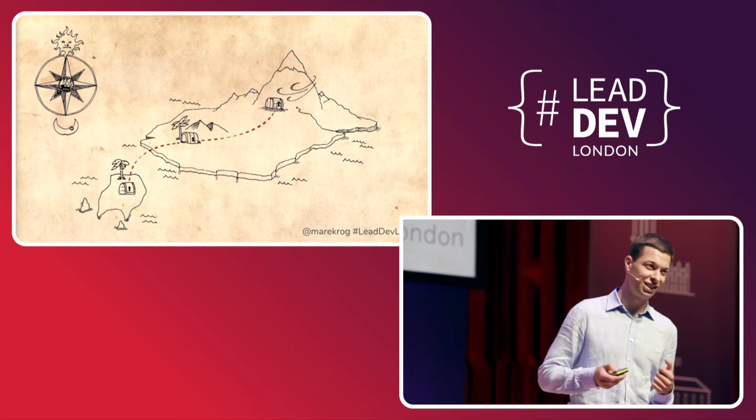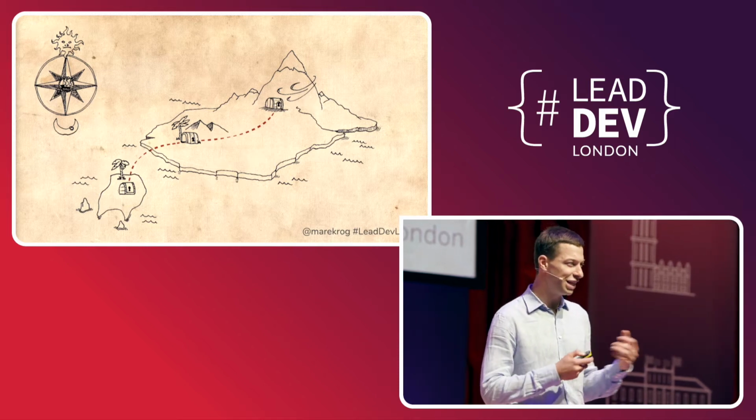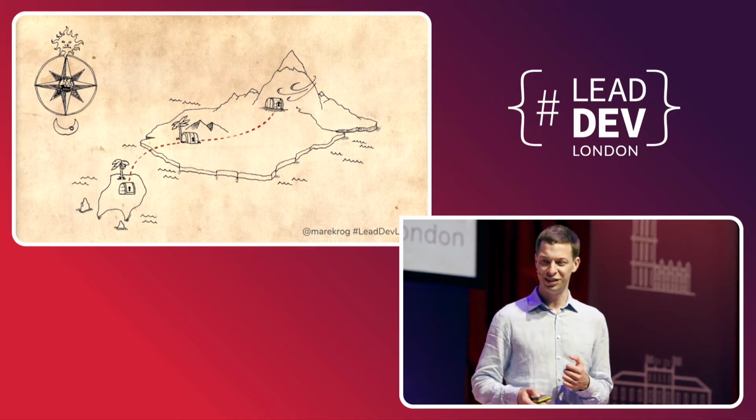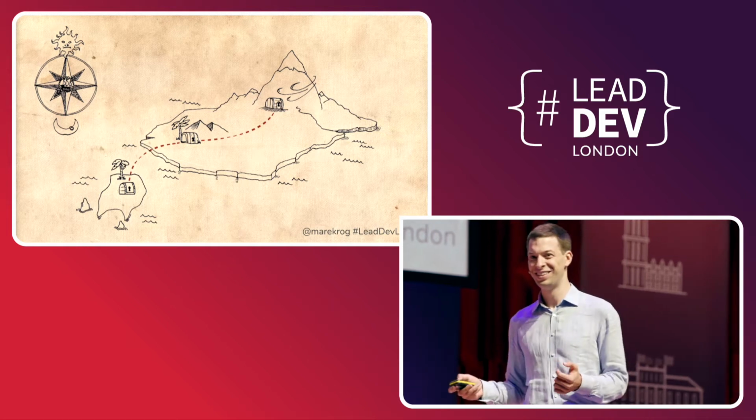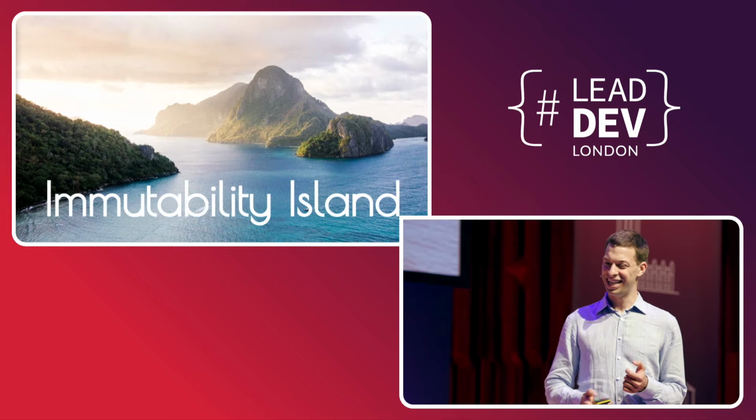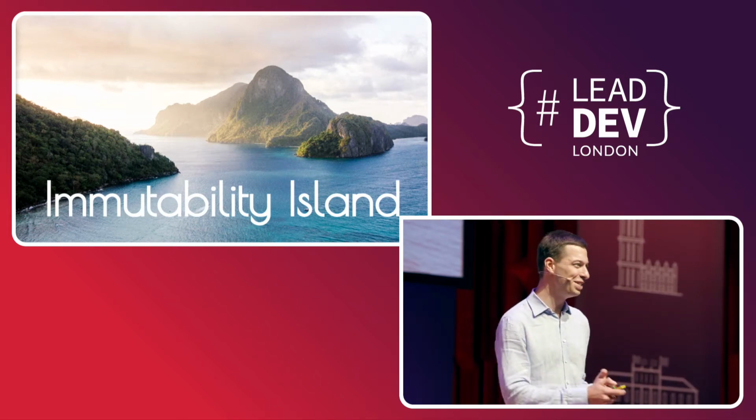So I've brought them up for us. As you can see, we have 3 places to visit and 3 treasures to discover today. Are you ready? OK, great. Let's go. So we start by landing on the Immutability Island.